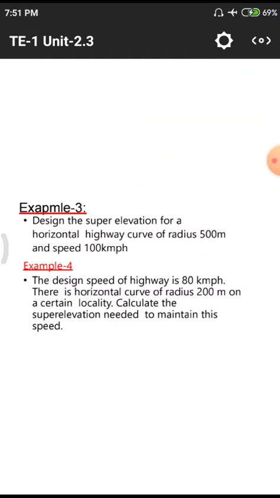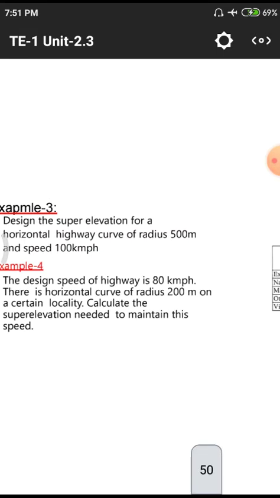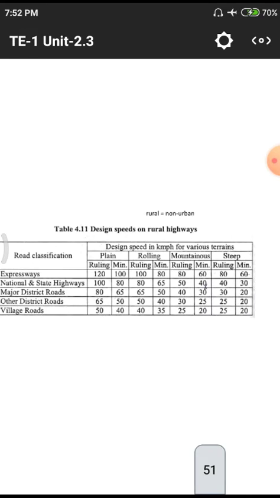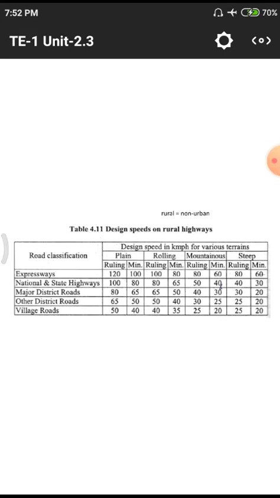So the simple problems formula is easy. E equal to v square by 127r, E equal to v square by 225r. Those two are the formulas varying. Remaining all are same. In this diagram, in this chart, we are having design speeds on rural roads.